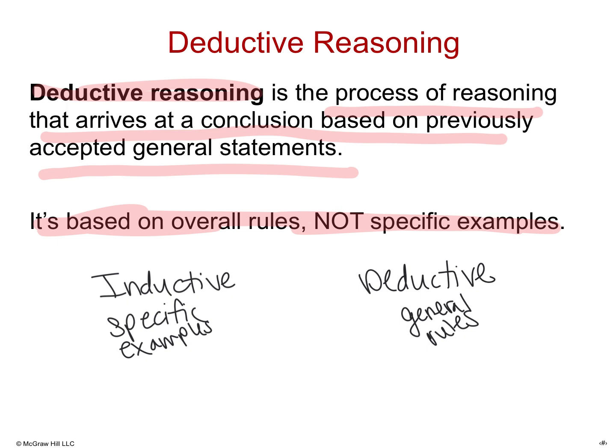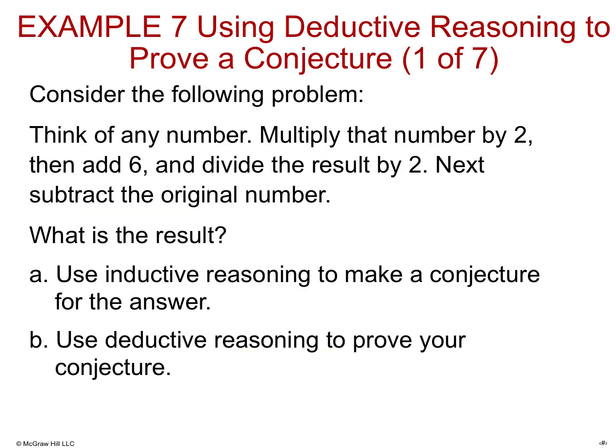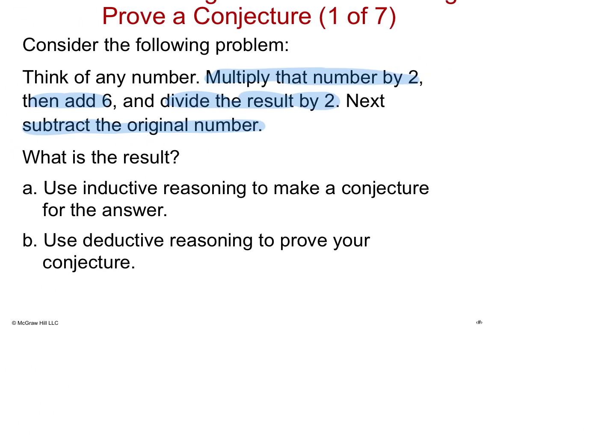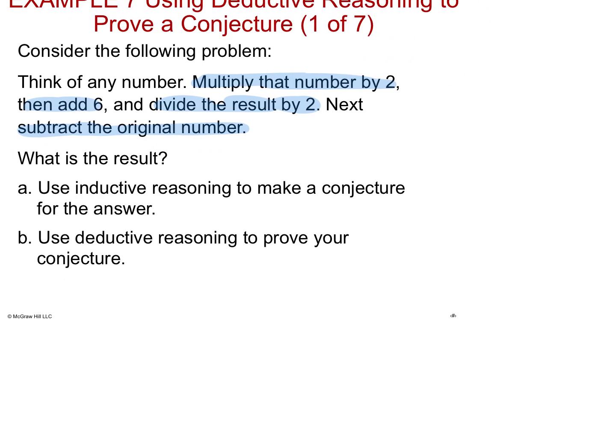deductive reasoning. Okay, so let's do an example together. It says, consider the following problem. Think of any number, multiply that number by 2, then add 6, divide the result by 2, next subtract the original number. What is the result? Use inductive reasoning to make a conjecture for the answer. Use deductive reasoning to prove your conjecture. Okay, so let's think of a number. We'll do this together. All right, so let's let the number be 12.